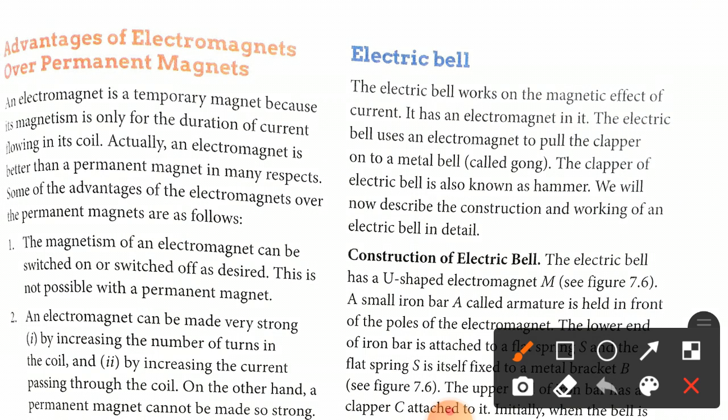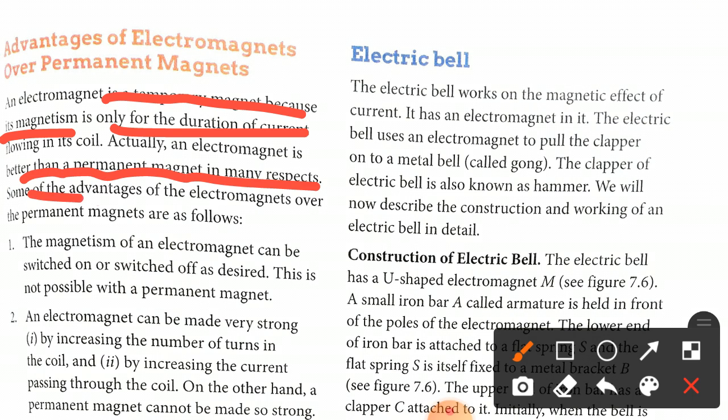An electromagnet is a temporary magnet because its magnetism lasts only for the duration of the current. Means as soon as you pass the current, it acquires the property of magnetism. Actually, an electromagnet is better than a permanent magnet in many respects. Some of the advantages of an electromagnet over a permanent magnet are as follows.